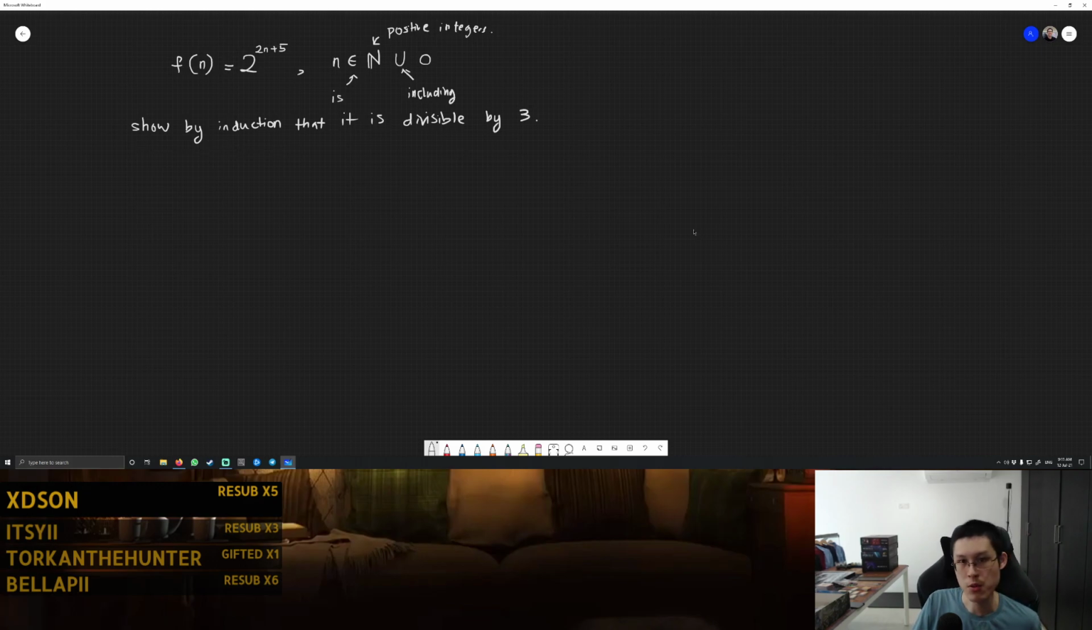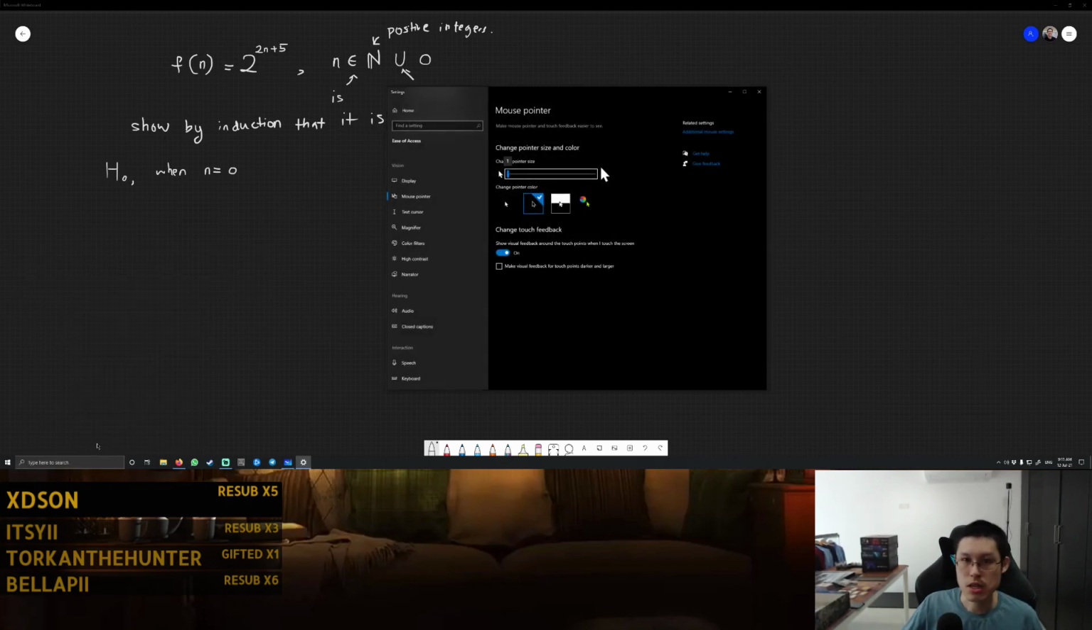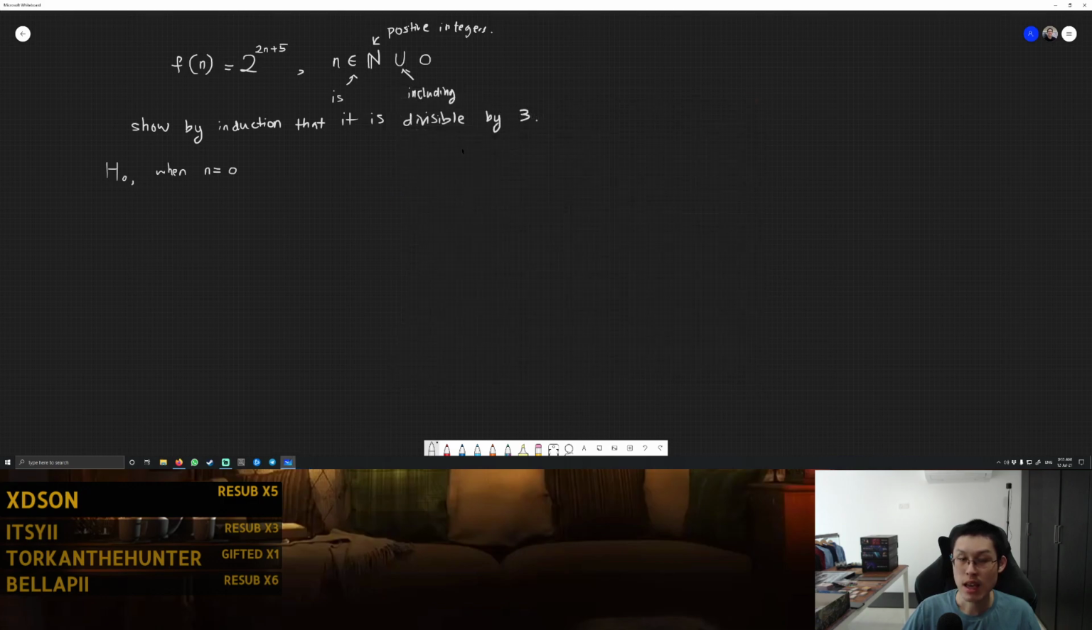So how do we do that? We're going to use the same steps that we've done for the previous questions. We're going to start by proving the base case, so we're going to do H0, when n is equal to 0. Normally for the questions that I've shown you, n always starts at 1, correct? But for this particular case, n starts at 0, because the smallest case here is when n is 0, because n includes 0.